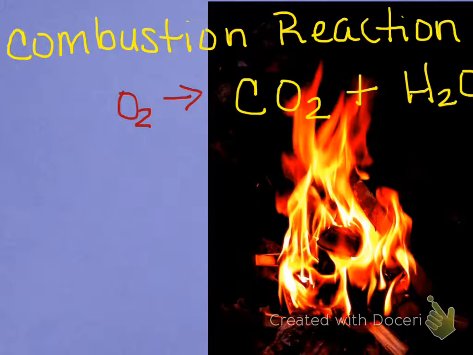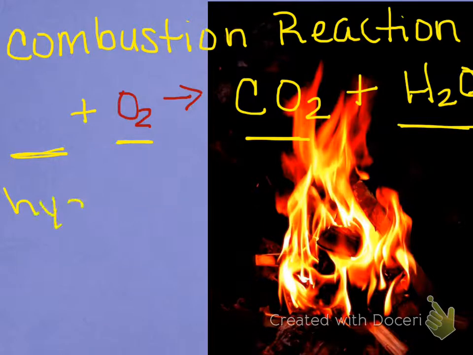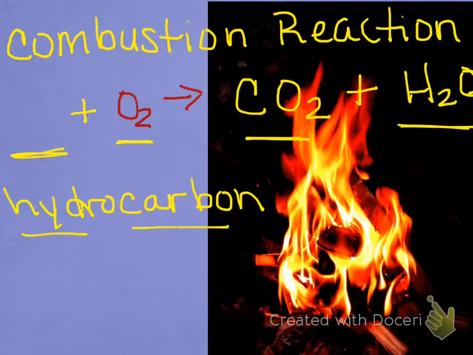So in a combustion reaction, a lot of things are similar. We always start with oxygen. We always end up with carbon dioxide and water. The one thing that's different is something we call the hydrocarbon. And the hydrocarbon is just like it sounds. It contains hydrogen and carbon. So our hydrocarbon could be CH4, which is what we burn when we burn our Bunsen burners.